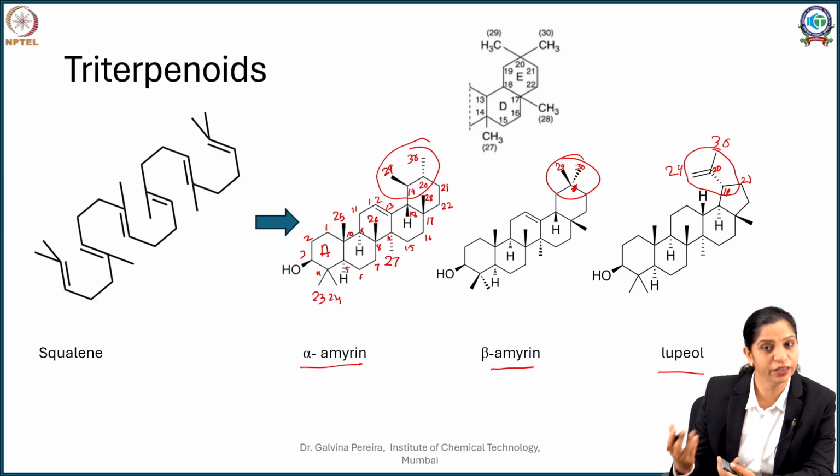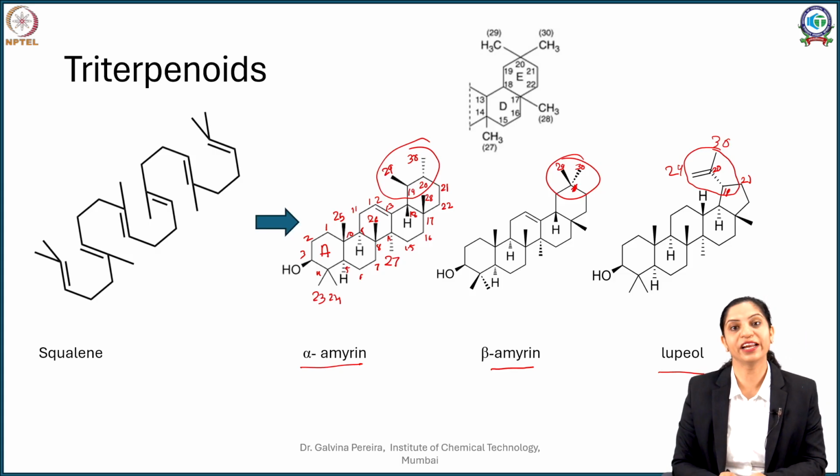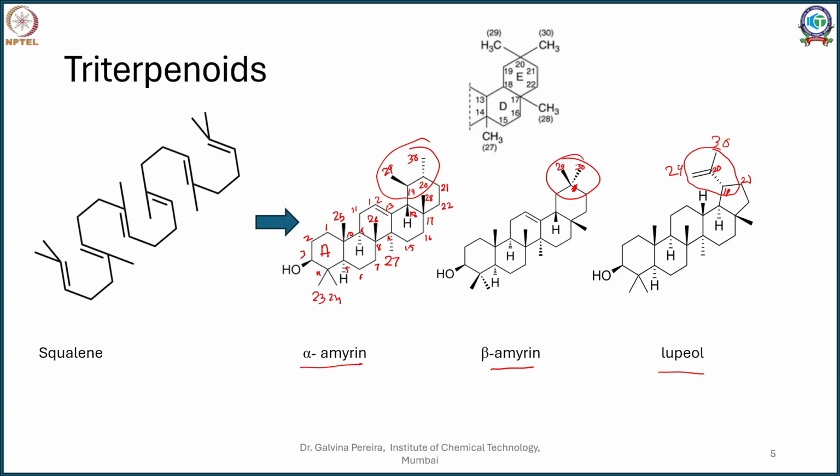Now you might have other derivatives also, depending upon how the rings cyclize, where the rings open, and also depending upon the nature of substitution, especially with regards to oxygen. Many of the triterpenoidal class are derived from it.